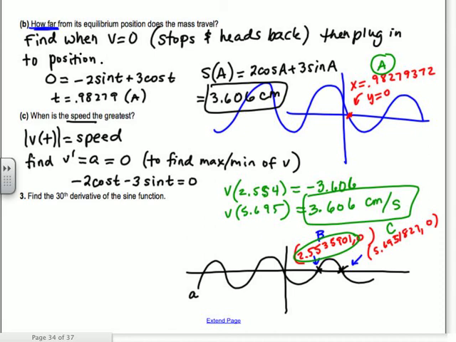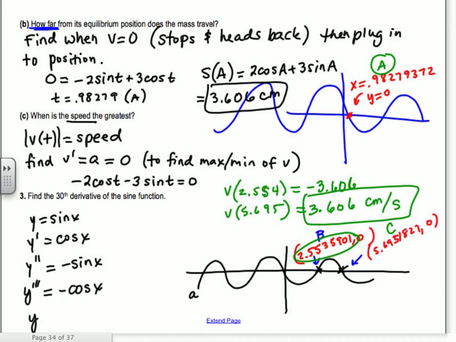So let's start with y equals sine. Y prime, the derivative of sine, is cosine of x. Y double prime is negative sine. Y triple prime is negative cosine of x. And then the fourth derivative.